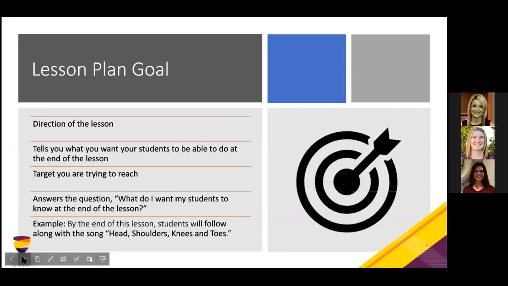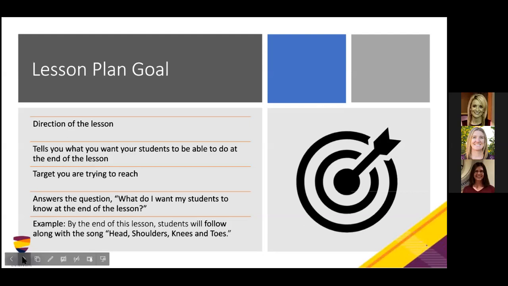So to create a lesson goal, ask yourself, what do I want my students to know at the end of the lesson? And I suggest starting your goal with this phrase: By the end of this lesson, students will be able to, and then a verb such as arrange, identify, define, list, etc. So for example, by the end of this lesson, students will be able to find words that begin with B. Or by the end of this lesson, students will be able to write the letter A.